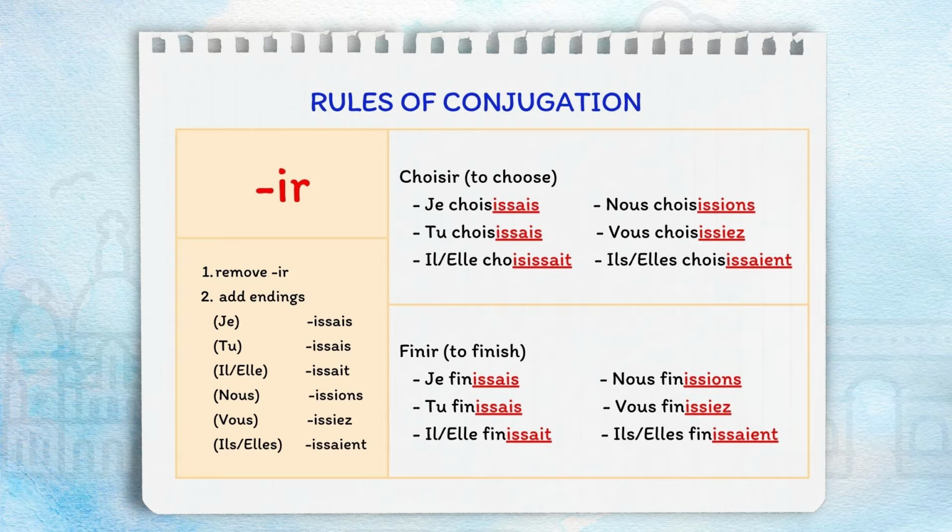Choisir: je choisissais, tu choisissais, il, elle choisissait, nous choisissions, vous choisissiez, ils, elles choisissaient. Finir: je finissais, tu finissais, il, elle finissait, nous finissions, vous finissiez, ils, elles finissaient.